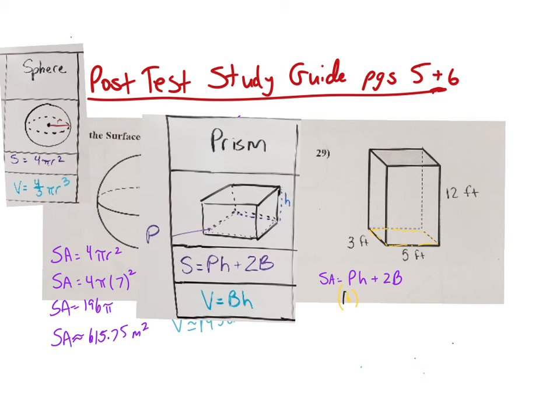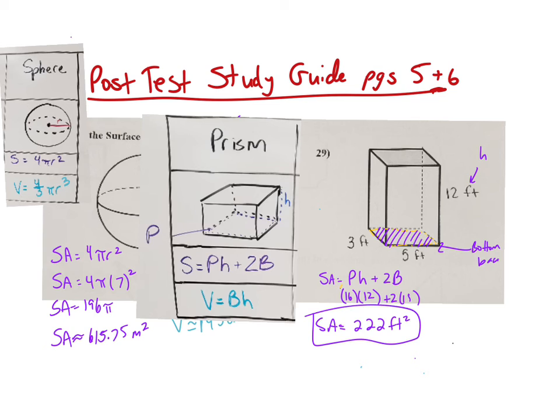Alright, I'm going to rewrite that. So P is going to be 16. This is the height because I'm calling that bottom the base. So the height has to be 12. Now I have to do 2 times the area of the base. The area of this base is 15. So my surface area is 16 times 12 plus 2 times 15. So 16 times 12 plus 30 is going to be 222. So 222, remember, it is square feet.